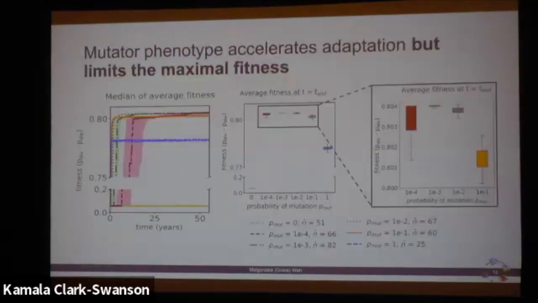Despite that, if we look at the cell fitness, which here is defined as the probability of division minus probability of death, we see that cells with the highest mutation rates are actually having the lowest fitness over a long time. And in fact, if we look on the right side at these box plots that are taken from the very last time point, we can see that the population with intermediate mutation rates have the highest fitness.